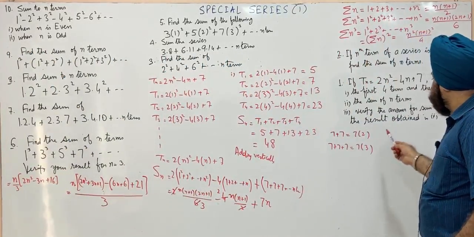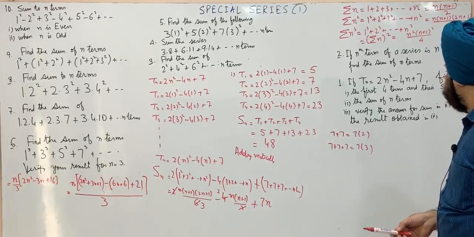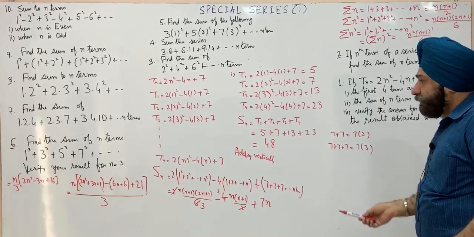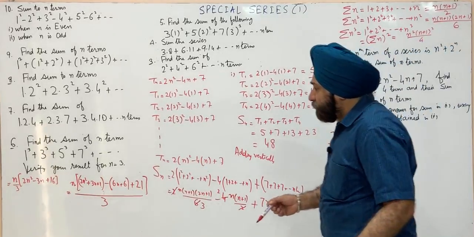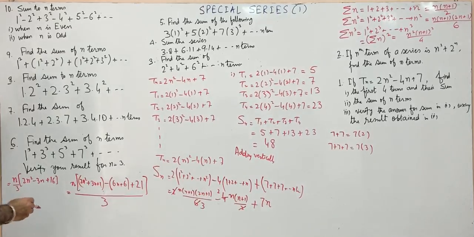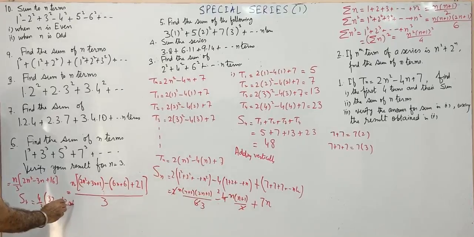Now the next part, we have to verify the answer for sum in first using result obtained in second. So this is sum of n terms, and let's find out sum of 4 terms. So sum of 4 terms means we put n is equal to 4 here. This will be 4 square 16 into 2 32 minus 12 and plus 16.